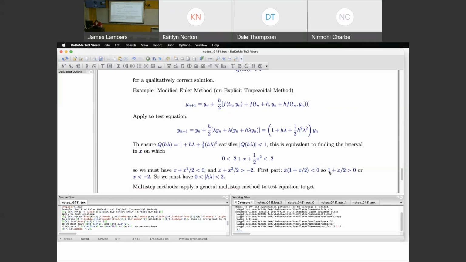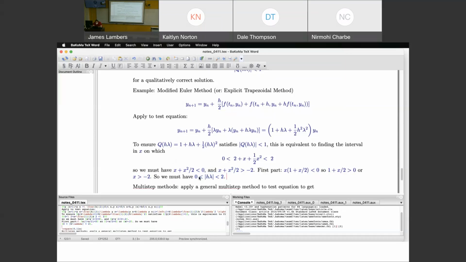That means x must be less than... what thing's going to be wrong? It should say be greater than -2, not less than. I knew something was wrong there. So h lambda actually has to satisfy this constraint, that its absolute value must be between 0 and 2.